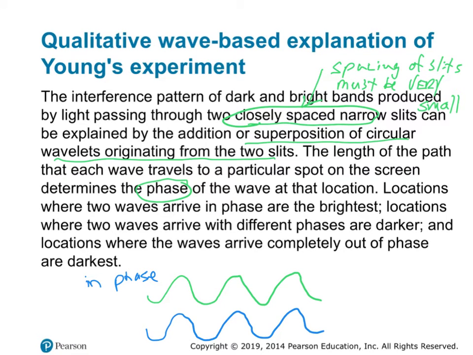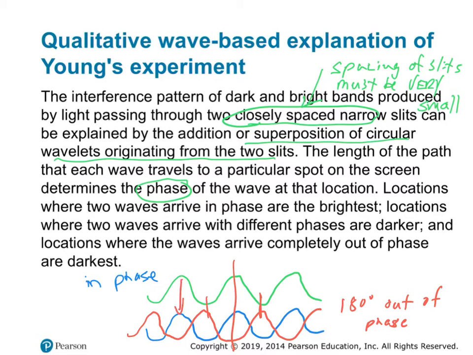If I were to take one of these and shift it over, let me choose one of them. I'm just going to draw another one. Those are in phase. These two would be out of phase, where the crests and the troughs line up. Where the crests and the troughs line up, those are 180 degrees out of phase. When the crests line up with the crests, the blue and the green, those are in phase. Okay?